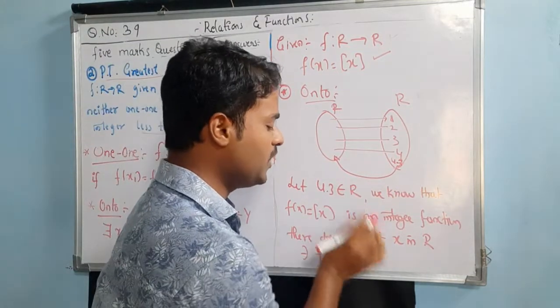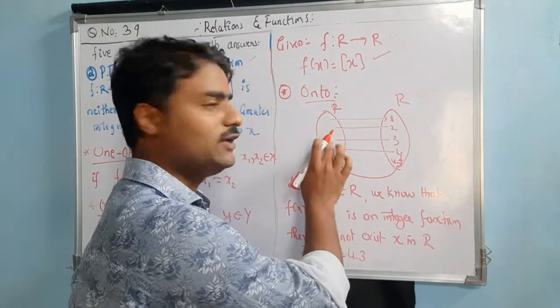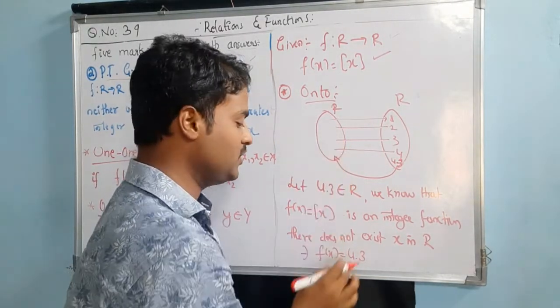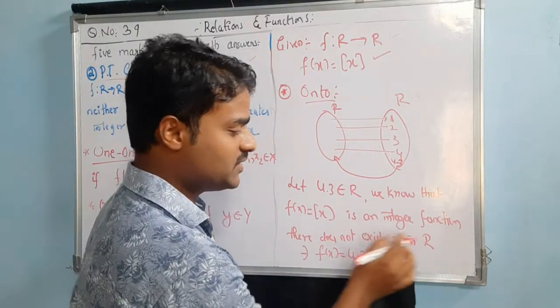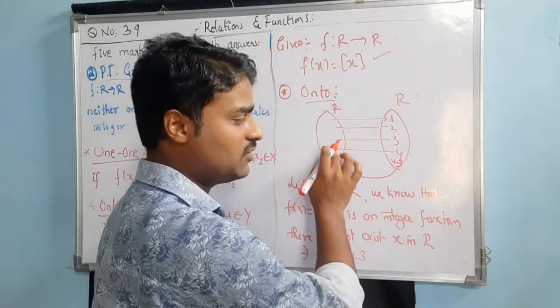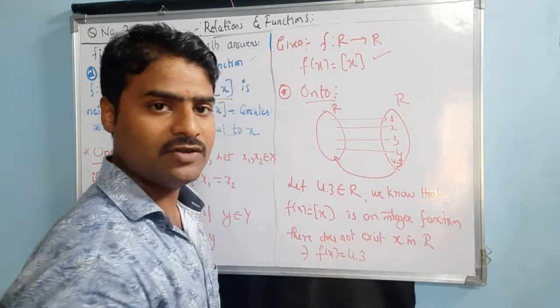So there is no x here that gives the value 4.3. So what happens then? Why? Because it is an integer function, there doesn't exist x in R such that f of x equals 4.3. There are no such values.